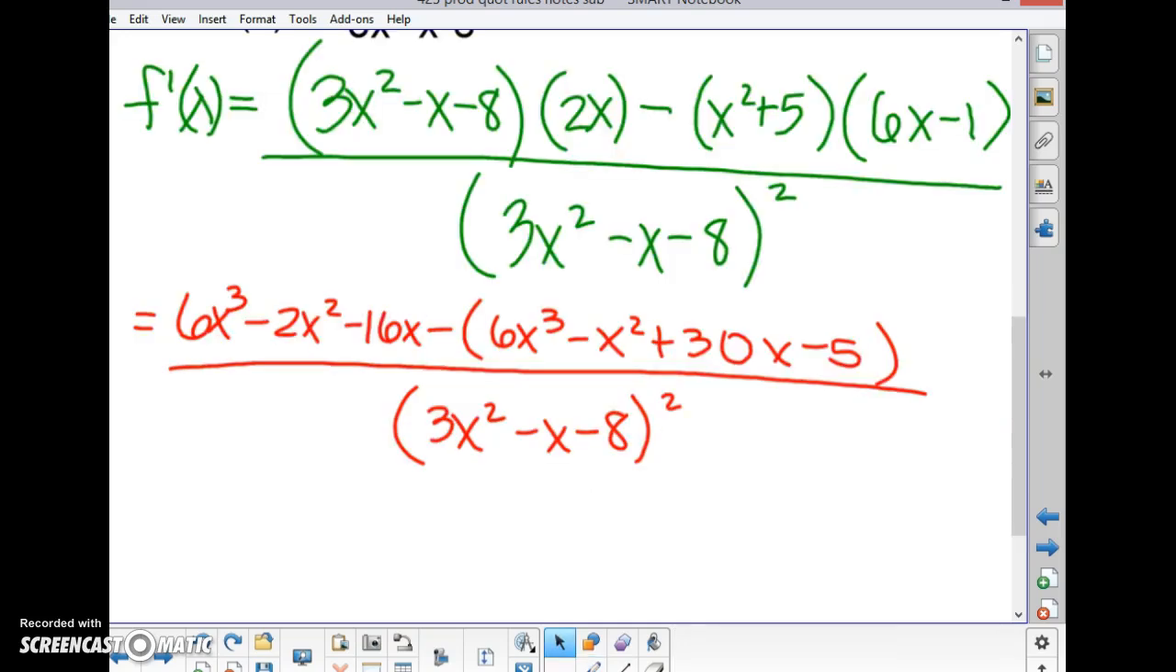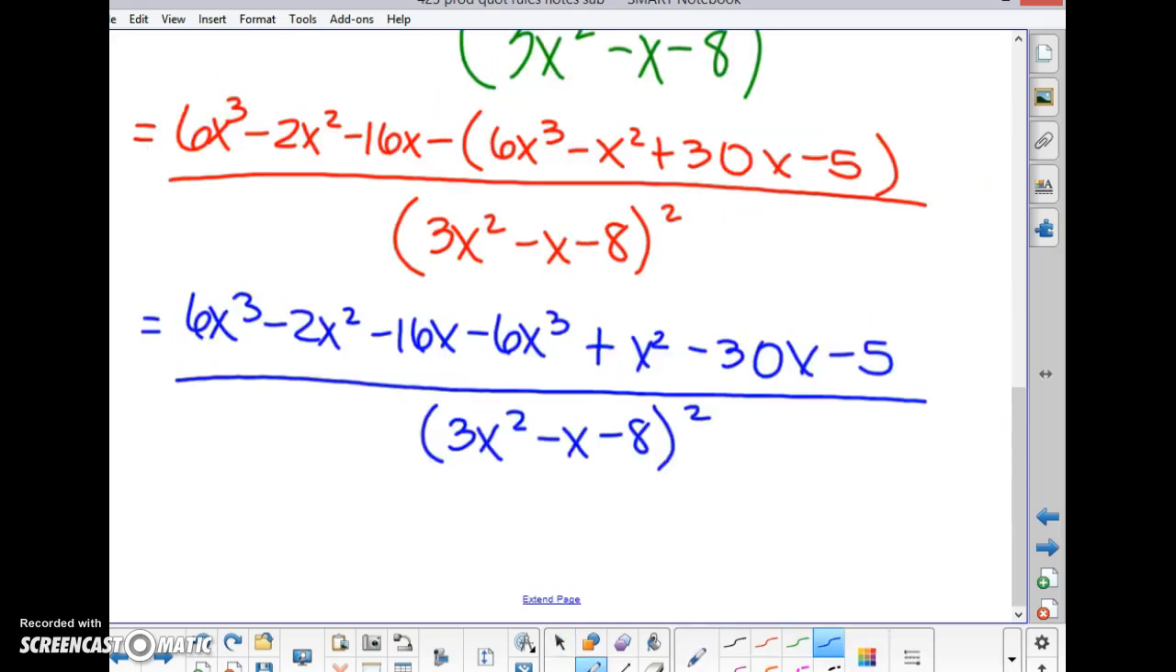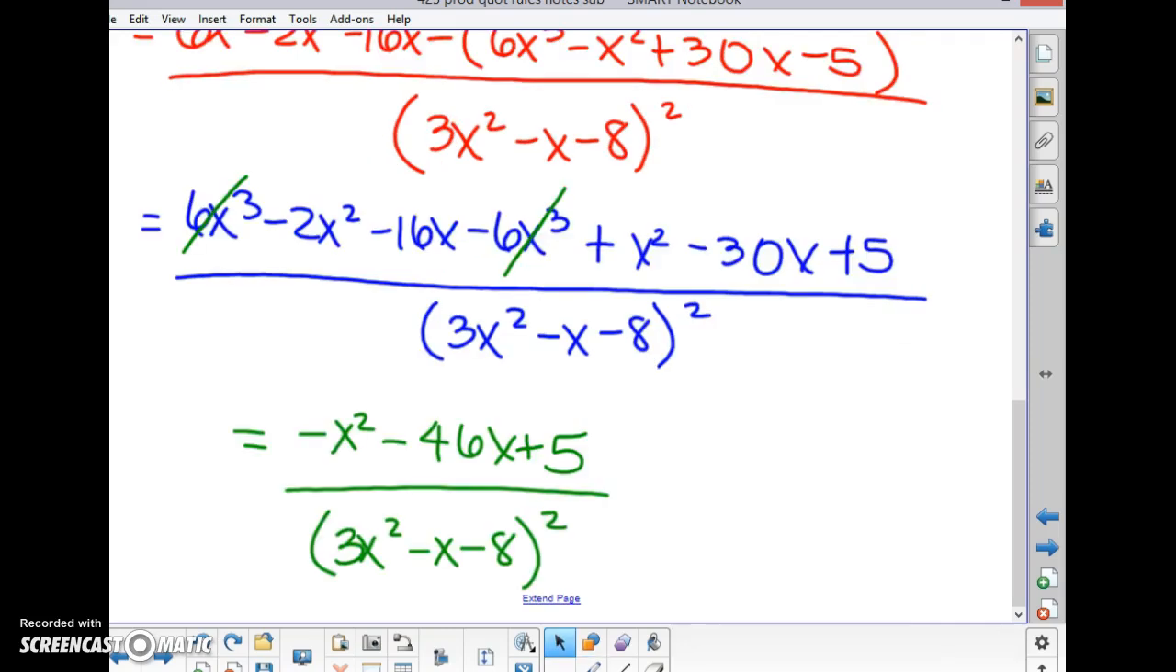Did you get this line next? And then this line? I think I accidentally had a -5 in that blue. It should be a +5 at the end. So did you get this green as your final answer? Don't expand the bottom. We actually want the problem factored. If the numerator were factored, I would have done that, but it doesn't.